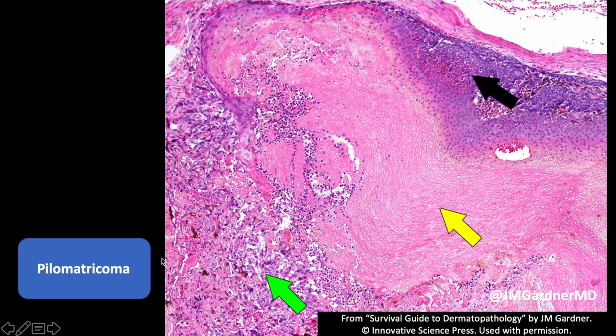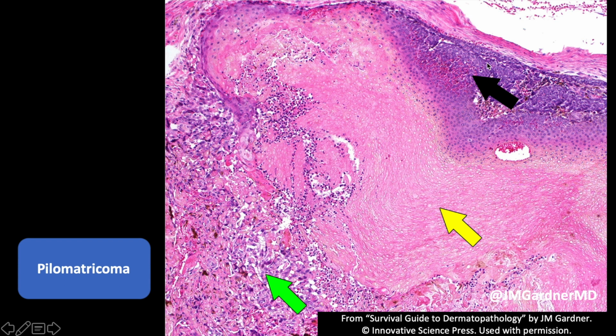And then finally, pilomatricomas are important to know about. They tend to be most common in kids, but I've seen many of them in adults, even elderly adults. So just because they're an older person does not mean that you should be worried about it. Pilomatricomas tend to have a mixture of these three things in varying proportion.